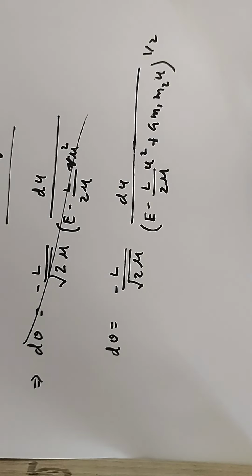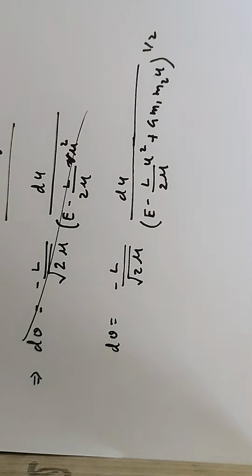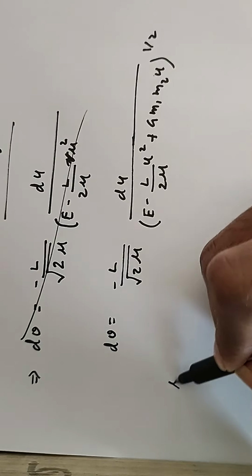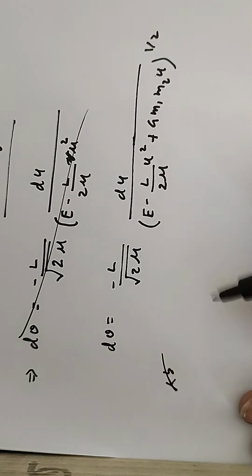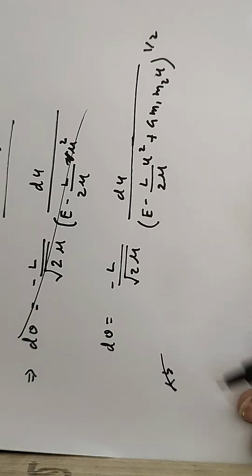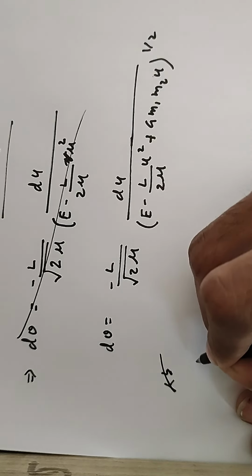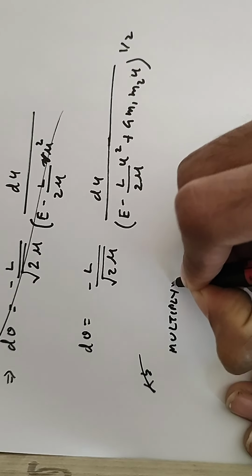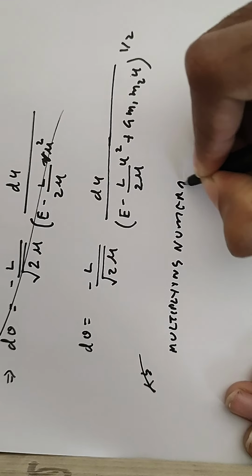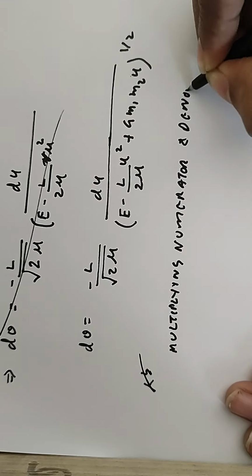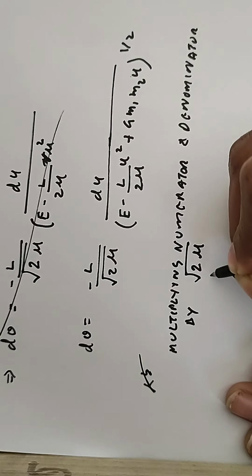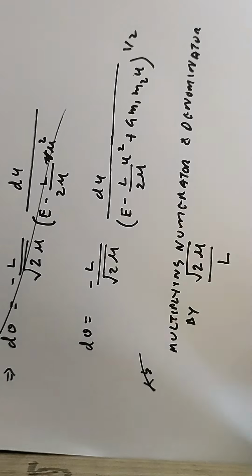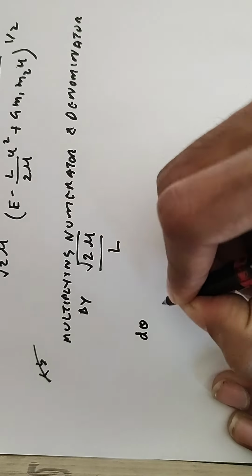So what we do now is make the absolute value of the coefficient of u square to be unity. So we can multiply the numerator and the denominator by a factor. Let me write it down. Multiplying numerator and denominator by 2 mu over L square, by this factor. So we will have the following d theta equation.